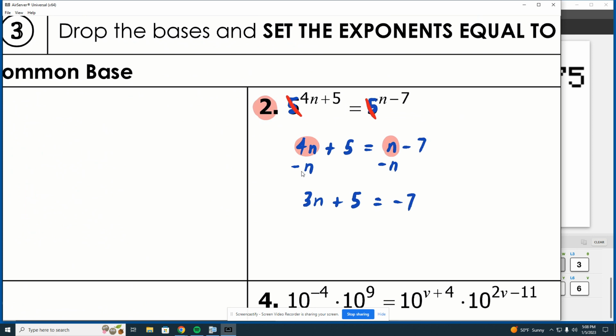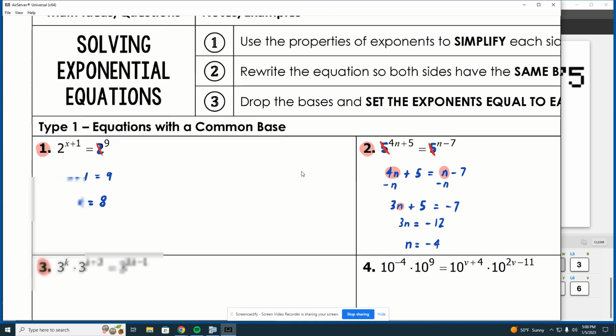Then I'm going to go through my process of getting n alone. So I'm going to subtract 5. Negative 7 minus 5 is negative 12. And then finally, I'm going to divide by 3. What's negative 12 divided by 3? That's negative 4. So literally, n equals negative 4. So on problems like number 1 and 2, they really are that simple.